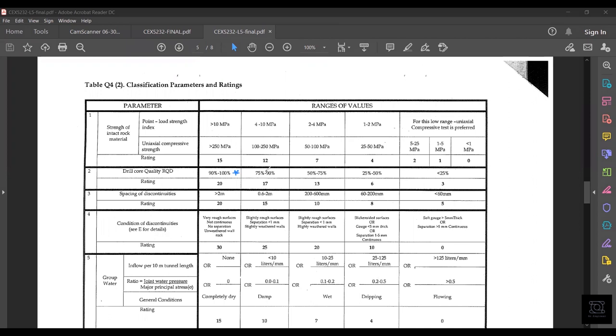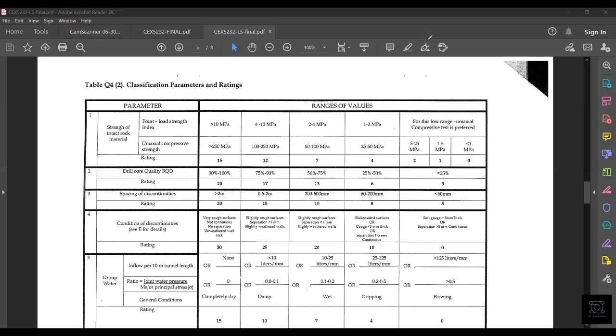The discontinuity spacing is 3.5, which falls here, so the RMR value is again 20. The groundwater condition is completely dry, so again this one. The uniaxial strength value is 358, so here. Your RMR value for the time being is 15 plus 20 plus 20 plus 15, so that is nearly 70. The one thing missing is the discontinuity conditions, so we'll see that also. For the time being, we have 70.